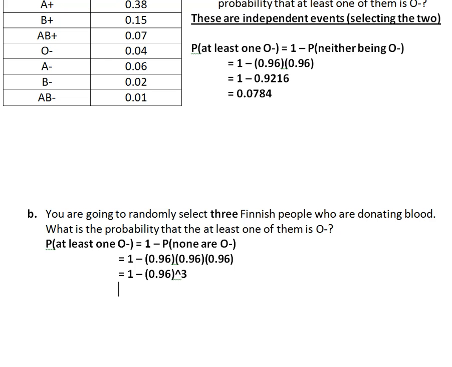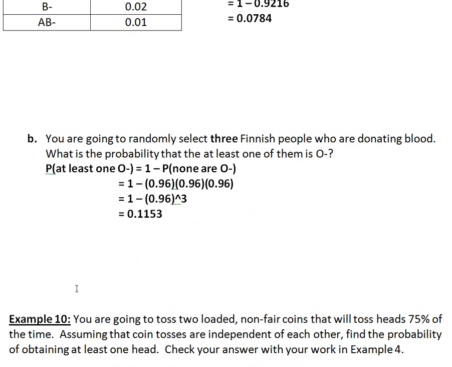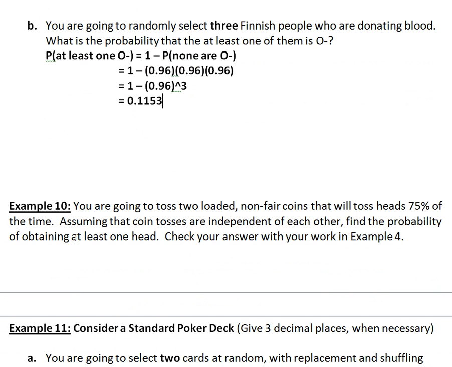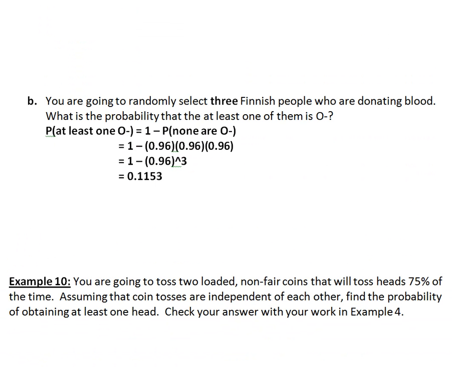The result of this turns out to be 0.1153, somewhere around there. So there's about a 12% chance that at least one of them is going to be O negative. Why is it higher? Well, we're selecting more people, so there's going to be more of a chance that one of them is going to be O negative. So we'll check in on example 10 and the next page in the next video.